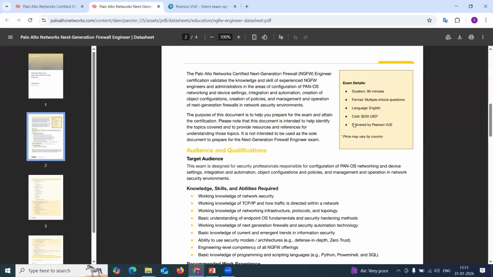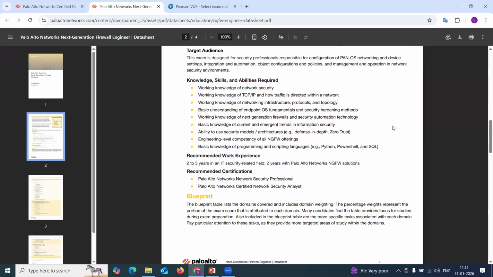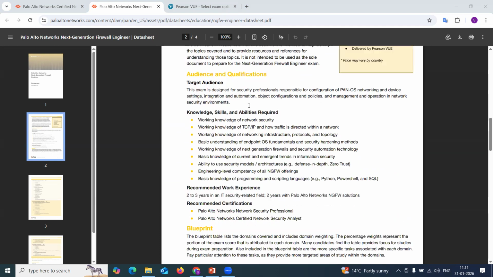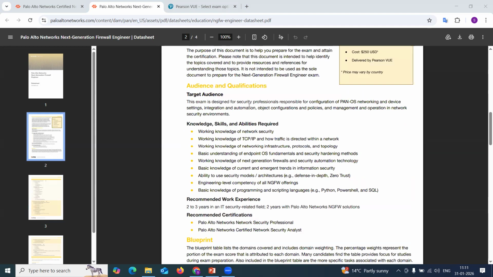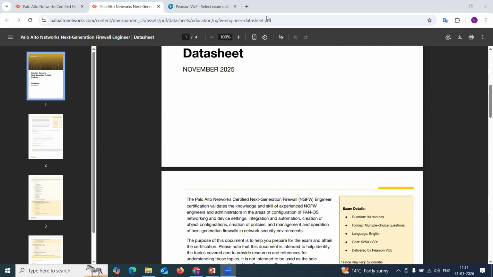So this is conducted by Pearson Center, guys, and if you have good knowledge about network security, TCP/IP, all these topics you see here are almost related to your basic networking knowledge, and definitely EDU 210 and Panorama, that much knowledge, then you can proceed for this Next Generation Firewall Engineer course. Now this was the overall overview.